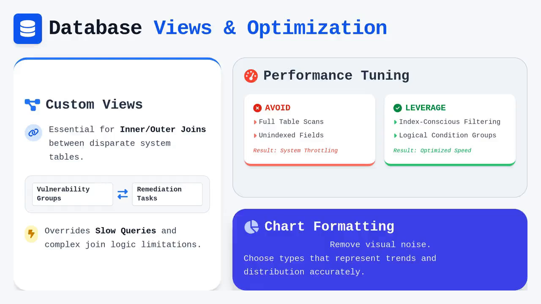When configuring chart formatting, remember that clarity is king. So choose visualization types that accurately represent the trend or distribution without adding unnecessary visual noise for your audience.